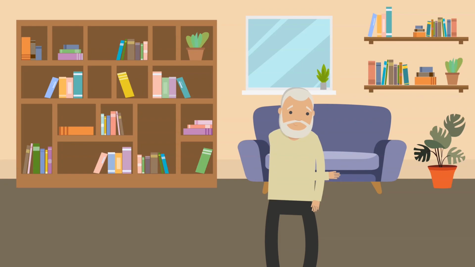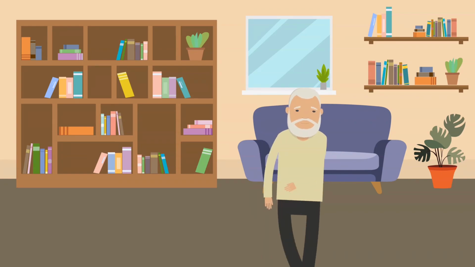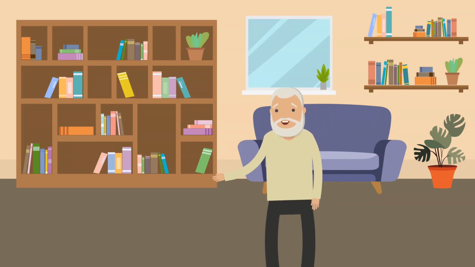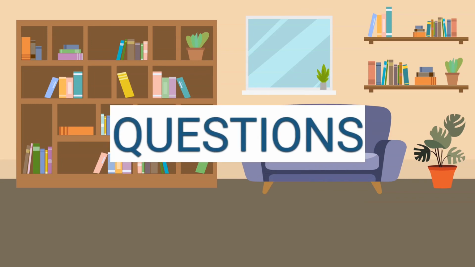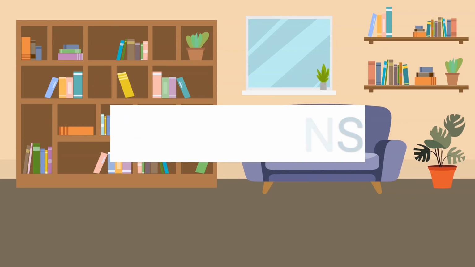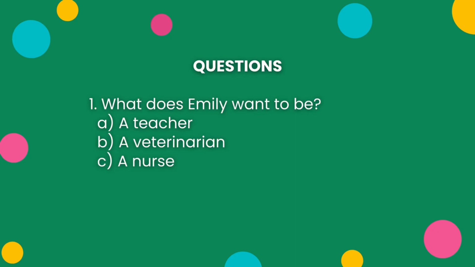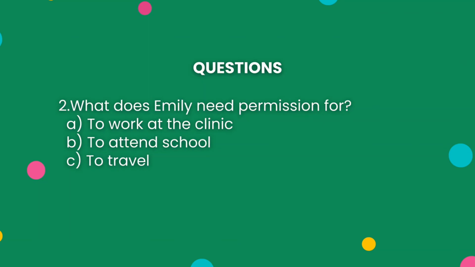Great. Now, let's test your understanding with some multiple choice questions. Choose the correct answer. Question 1. What does Emily want to be? A. Teacher. B. A veterinarian. C. A nurse. 2. What does Emily need permission for?